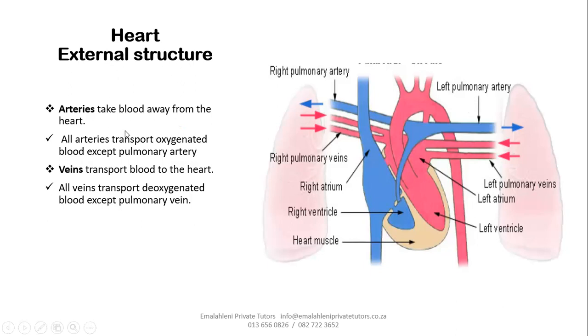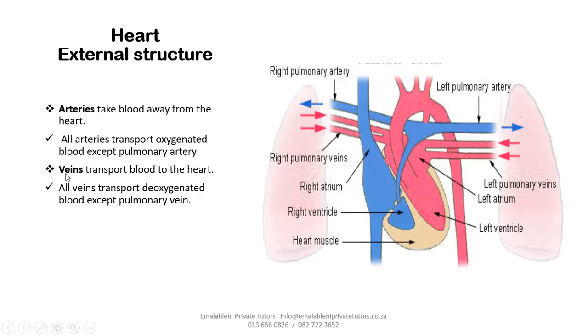External structure. We'll be talking about arteries, and we need to know that all arteries take blood away from the heart. That's the job of the arteries. And all arteries, except the pulmonary artery, do transport oxygenated blood. They do transport blood which is rich in oxygen. That blood is actually coming from the lungs, just coming after the lungs, having more of the oxygen.